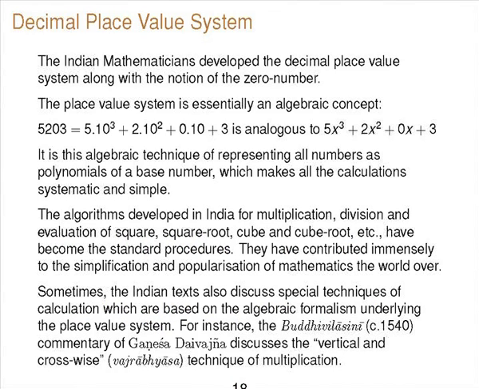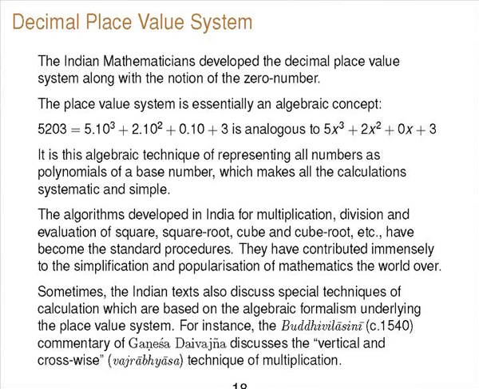The decimal place value system arose in the ancient period. The main thing about the decimal place value system is that it is essentially an algebraic concept. The number 5203 written as 5 times 10 cubed, 2 times 10 squared, 0 times 10 plus 3 is akin to an algebraic polynomial 5x cubed plus 2x squared plus 0x plus 3. It is this algebraic feature of the place value system that enabled Indian mathematicians to give systematic and very interesting procedures for making calculations, and they became the standard methods of calculation all the world over.